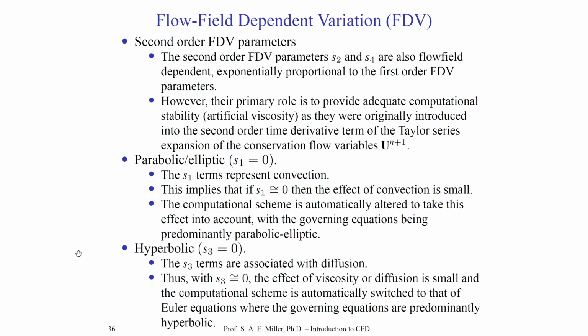The computational scheme will automatically be altered to take this effect into account when the governing equations are predominantly parabolic. That is, very low speed, or transonic. If S3 is approximately 0 in our solutions, it'll likely be a hyperbolic type system of equations, and the flow will be very, very high speed. The scheme will automatically switch to something like the Euler equations, where the equations are generally hyperbolic, or a very high speed hypersonic flow without many terms of turbulence or shocks, etc.